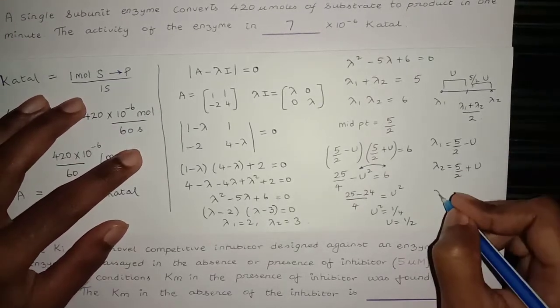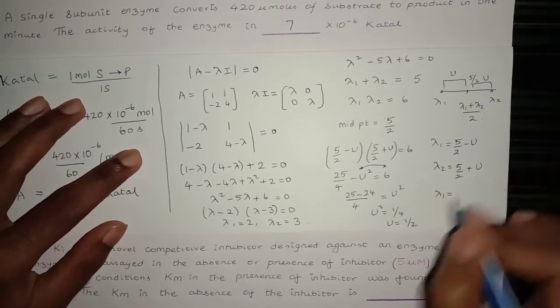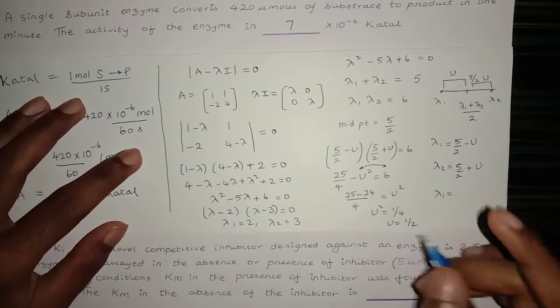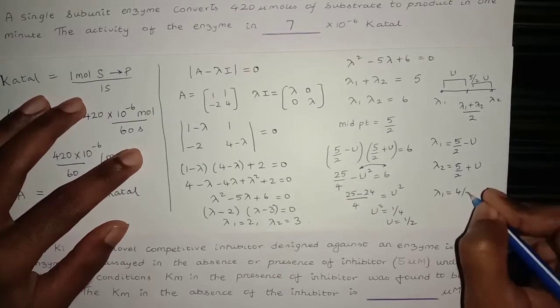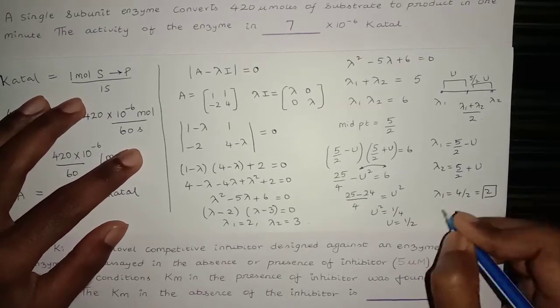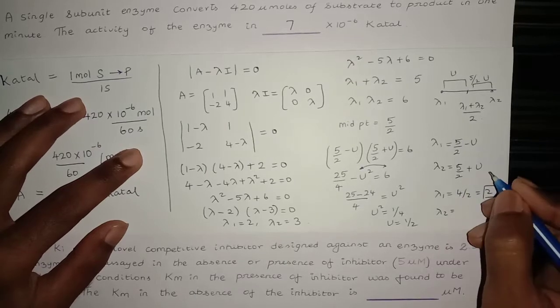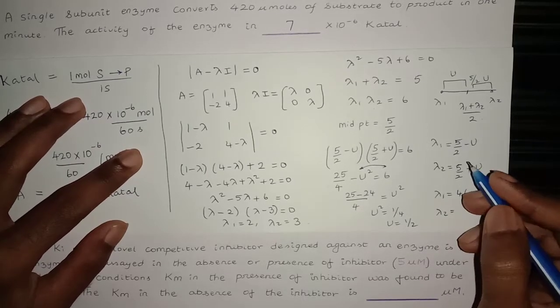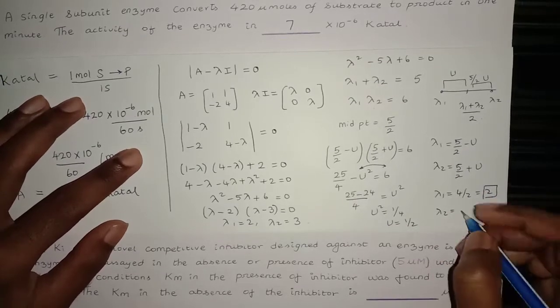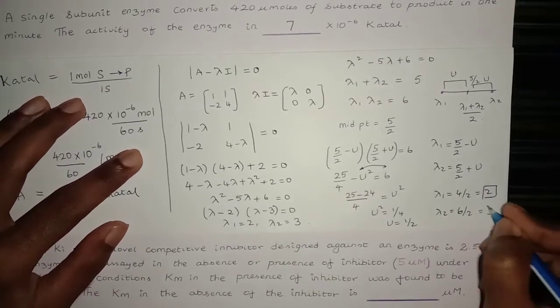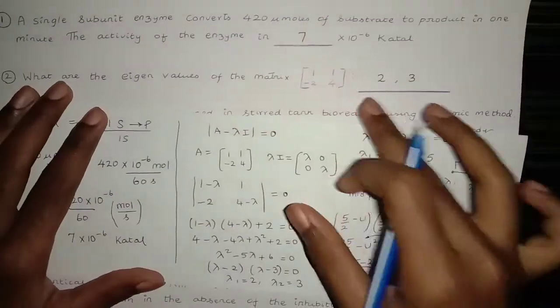Therefore lambda 1 is equal to 5 by 2 minus 1 by 2. So LCM is 2, so 5 minus 1 is 4, 4 by 2 equal to 2. And lambda 2 is equal to 5 by 2 plus 1 by 2. 5 plus 1 by 2, that is 2 is the LCM denominator. So 5 plus 1, 6 by 2, 3. We have verified it: 2, 3.